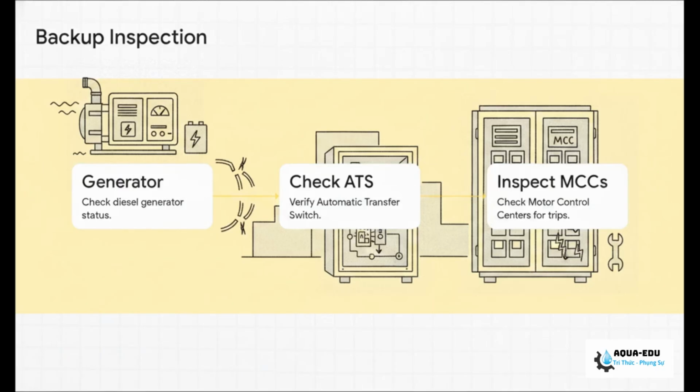Okay, what if everything on the main line looks clear but you're still in the dark? Time to shift your attention to the backup power systems. Step 4, verify the diesel generator. Does it actually have fuel? Is the battery charged? Step 5, check the ATS to see if it actually transferred the power load. And Step 6, open up those motor control centers and see exactly which MCC branches might have trips.